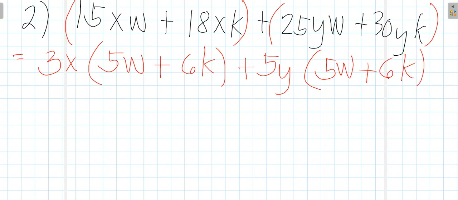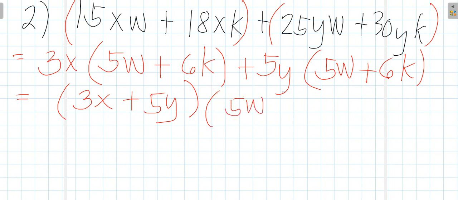So therefore, the final answer, the factor, is (3x plus 5y) times (5w plus 6k), which is now common between the two terms. Okay, so that's it. That is the factoring by grouping. And for you to understand more, we have more examples. So how about this one?